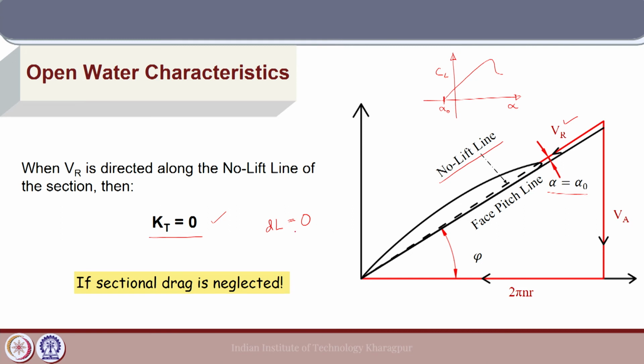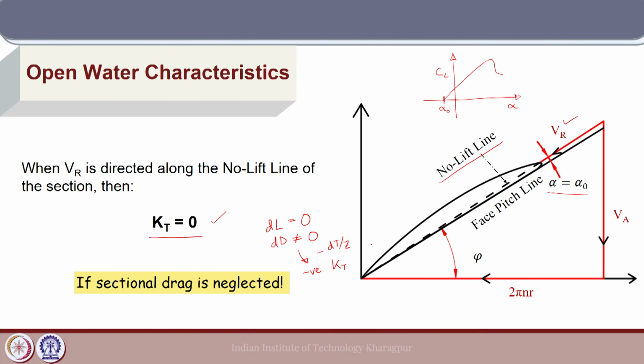But in this particular condition, dD will not be 0 because the section will have a small value of drag. So, it will lead to a small negative value of kT. So, negative kT will arise due to the contribution of the drag. This will cause a negative dT by dz of that particular section, which will result in the negative kT.